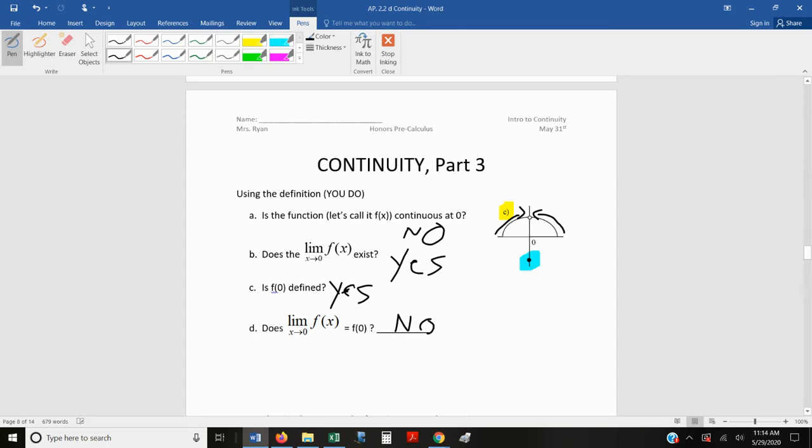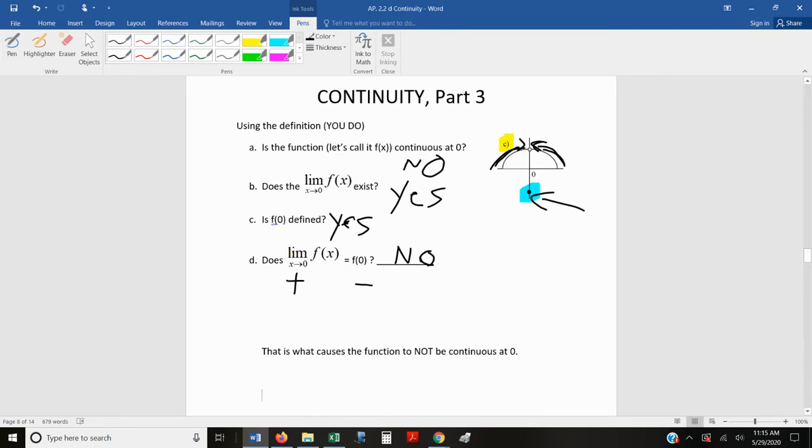And that answer is no. So the limit as x goes to 0, that is some positive y value, like whatever this number is up here, whatever that y value is, that's the limit. F of 0 is asking about the y value or output at x equals 0, and that's some negative number, whatever that y value is, which is a negative number, the output is negative. So we know the limit is some positive number, the output is some negative number, so they are not equal to each other. And this is what causes the function to not be continuous at 0.